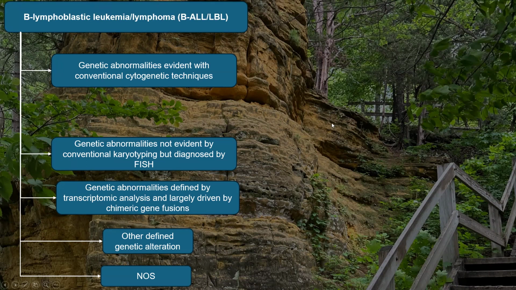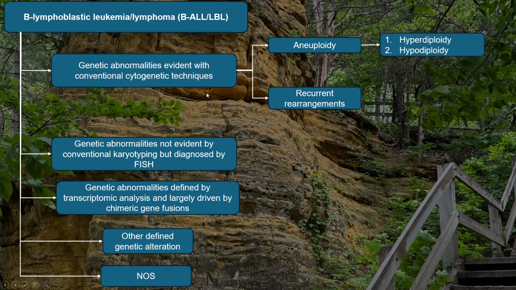As for the first category of genetic abnormalities evident with conventional cytogenetic techniques, here we do have aneuploidy and recurrent rearrangements. Aneuploidy is defined as the gain or loss of chromosome numbers. If you have gain of chromosome numbers, you call that hyperdiploidy. And if you have loss of chromosome numbers, then you call that hypodiploidy. Aneuploidy in general is a defining feature in almost 30% of B-lymphoblastic leukemia lymphoma cases.